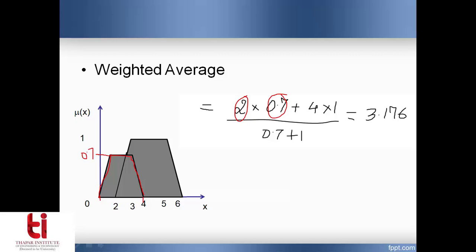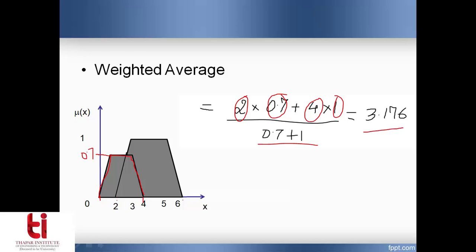It is extending between 2 and 6. So if I take the centroid of 2 and 6, it comes out at 4. So that is what I take as 4. And what is the membership value? Highest membership, that is 1. So I put these values and divide by the sum of the highest membership values of the constituting fuzzy sets. So what I get is 3.176.